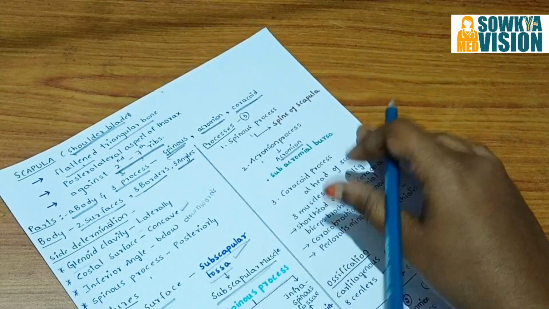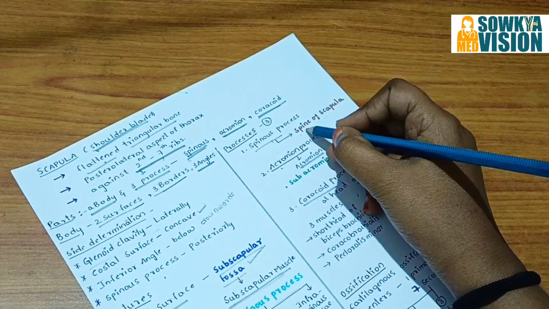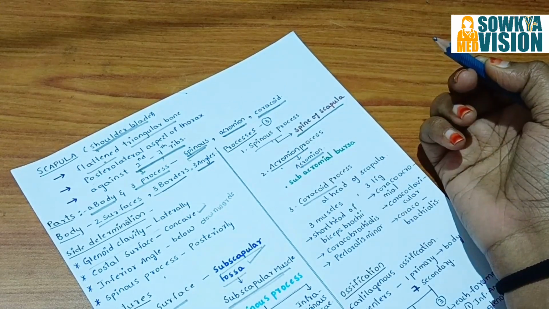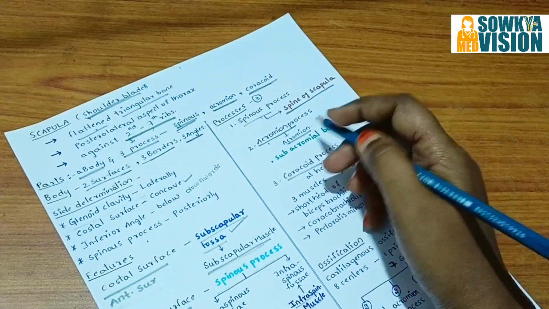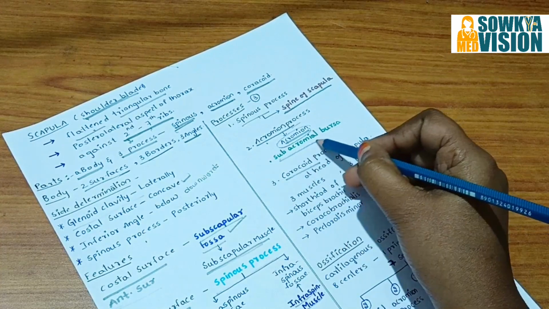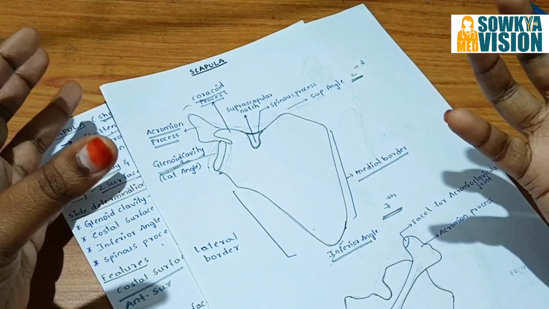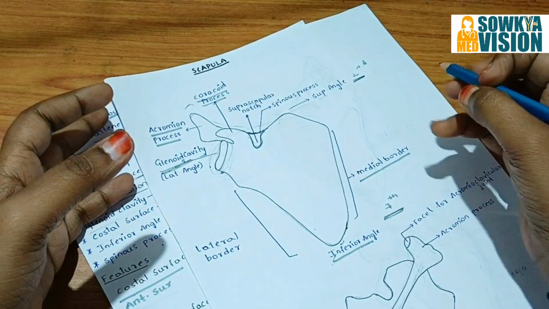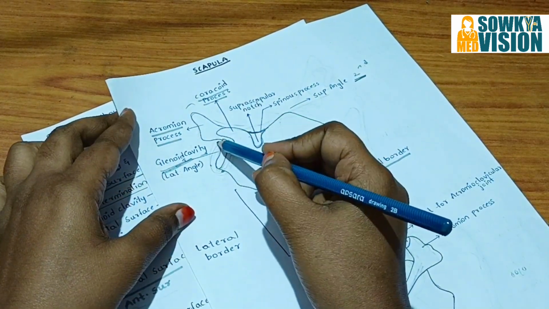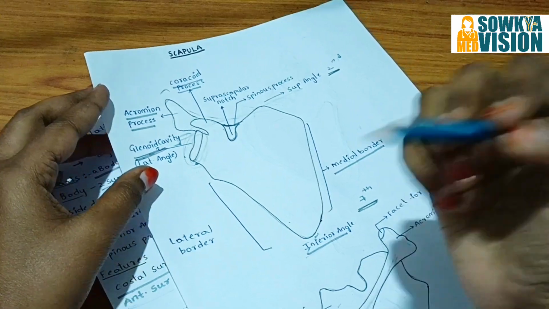Yes, and now let's see the processes. There are three processes: spinous process, acromion process, and coracoid process. Spinous process containing spine of scapula. Acromion process, also known as acromion, contains the subacromial bursa, which plays a major role in the functioning of shoulder joint. Yes, it is a bursa present below the acromion process. This is the acromion process. Here somewhere the bursa is present, involved in the functioning of shoulder joint.